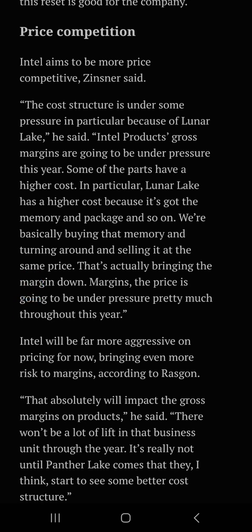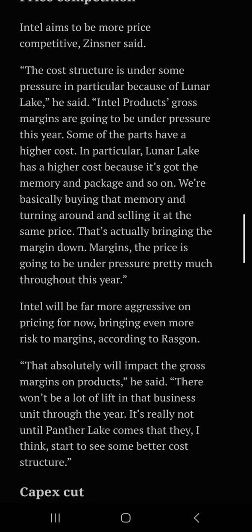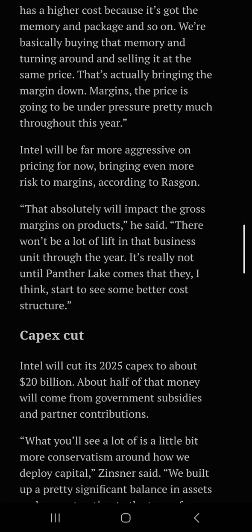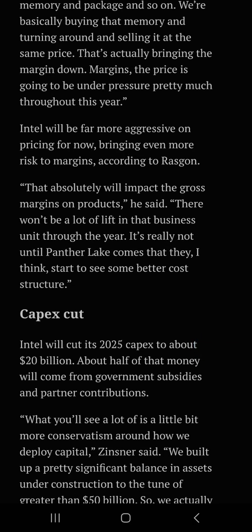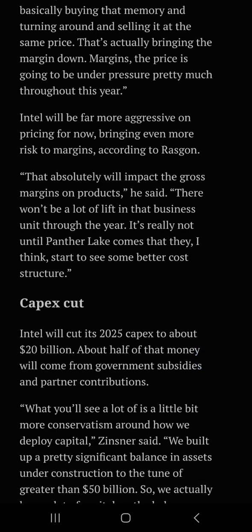We are basically buying the memory and turning around to sell it at the same price. That's actually bringing the margin down. The price is going to be under pressure pretty much throughout this year. Intel will be far more aggressive on pricing for now, bringing down even more the gross margin, according to Lasgon. That absolutely will impact the gross margin in the product, he said. There will be a lot of pressure in that business unit throughout the year. It's really not until Panther Lake comes that I think we start to see some better cost structure.